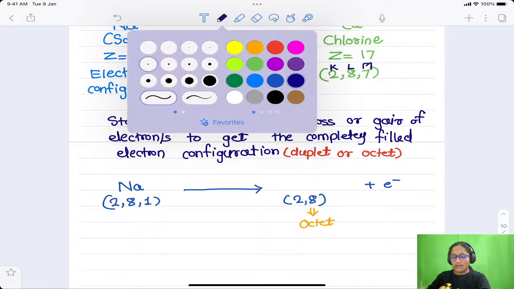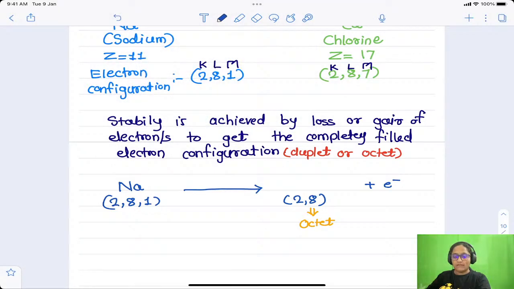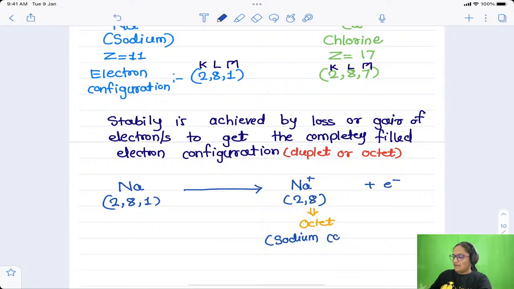Sodium has lost electron, right? Sodium has lost the electron, so electrons are negatively charged. That means we have taken out or removed one negative charge from sodium. That means sodium will become positive. So 1 electron is removed, so it will get 1 positive charge, right? So we are getting Na plus ion. Na plus ion is called as sodium cation. Okay, it is called as sodium cation, right? Cation means positively charged ion.